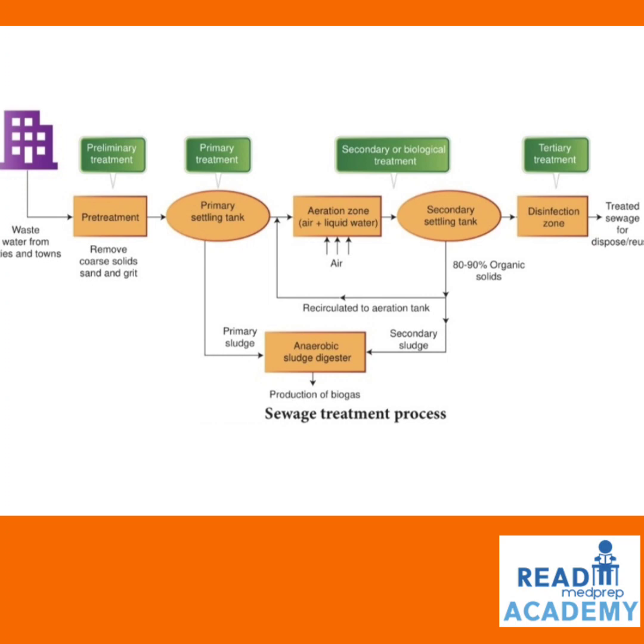The primary effluent that is obtained is passed on to the secondary treatment, where in the aeration zone of the aeration tank, the air and the liquid water are mixed and the floc is formed. Then the effluent is passed on to the secondary settling tank. Here the sludge is recirculated to the aeration tank and the major part of the sludge is removed and passed on to the digesters, where biogas and other fertilizers are produced.